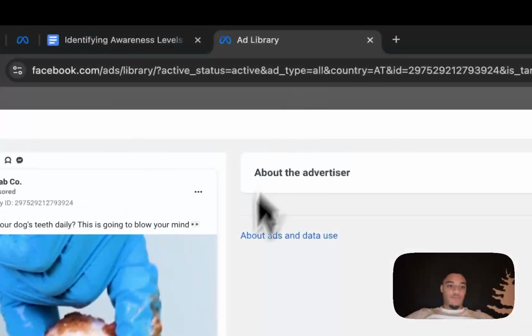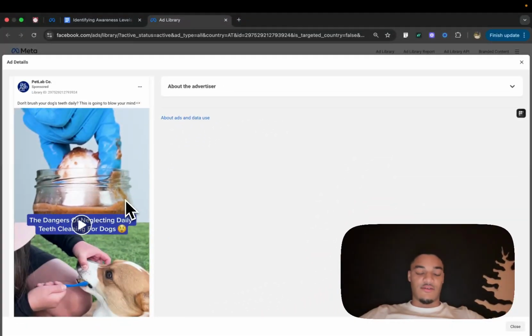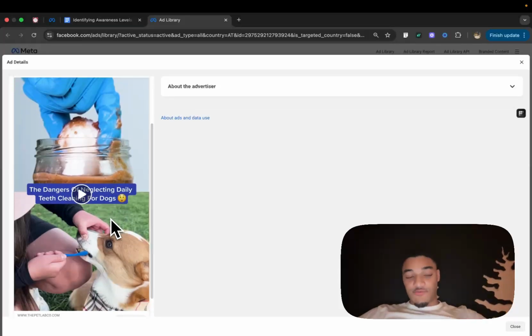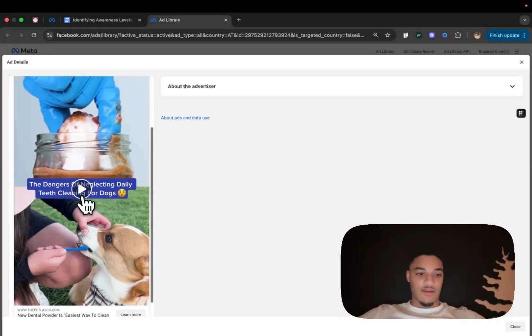So I'm gonna share with you how PetLab targets their top of the funnel and what their creatives look like. And the easiest way you can figure out which awareness level the ad is targeting is by simply looking at how the ad starts. So look at the hooks, the leads, the first 0 to 5, 10 seconds, and see how they structure their copy, how they really speak to the audience. So let me play the video really quick, and then I'm gonna break it down.